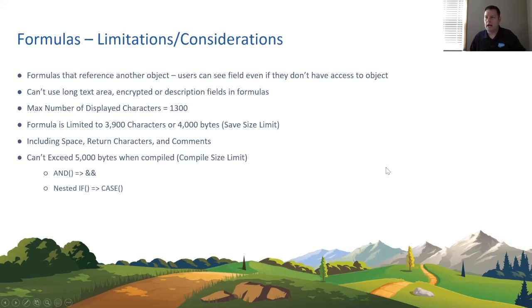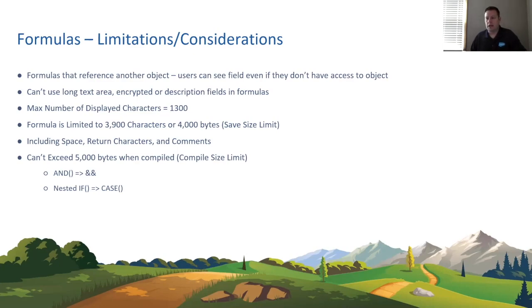A couple of limitations. This is a security question: for formulas that reference another object, users are going to be able to see the result of that field, even if they don't have access to the object. The example they give is a case formula that refers to an account field, and a user who cannot see accounts at all will still be able to see the account field as part of this formula. You cannot use long text area, encrypted, or description fields in formulas at all.